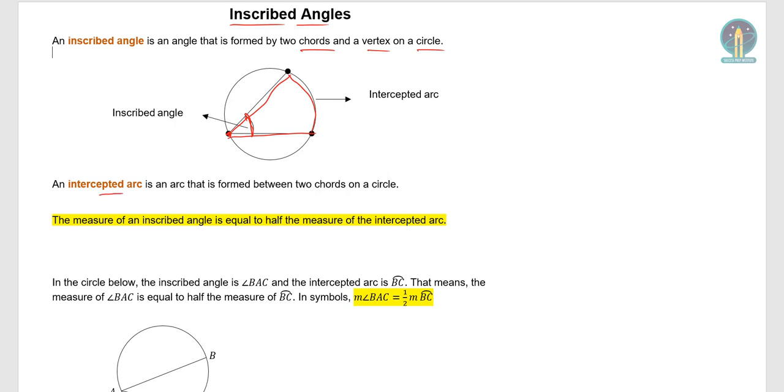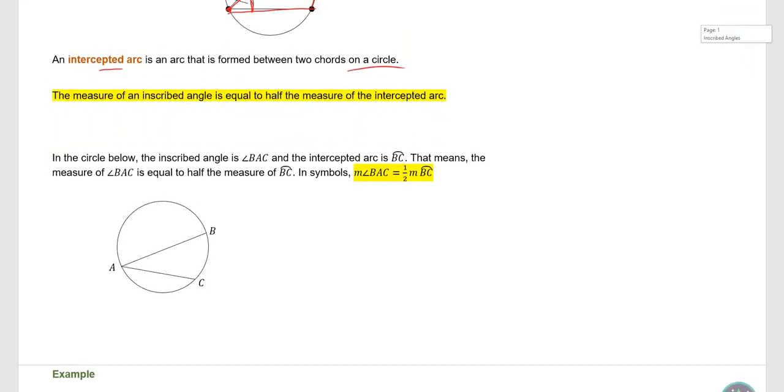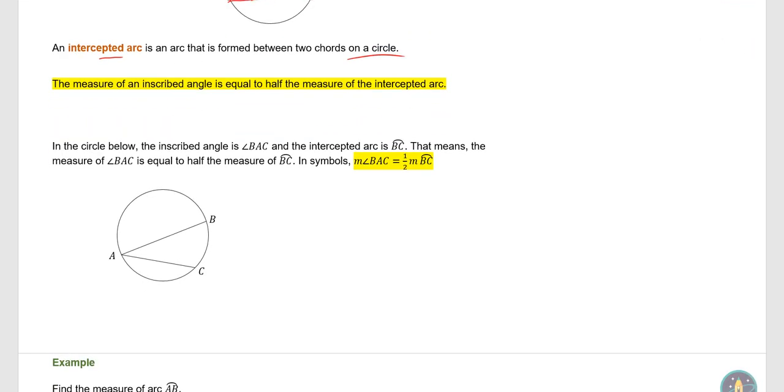An intercepted arc is an arc that is formed between two chords on a circle. The measure of an inscribed angle is equal to half the measure of the intercepted arc. So here, for example, the measure of angle BAC is equal to half the measure of arc BC.